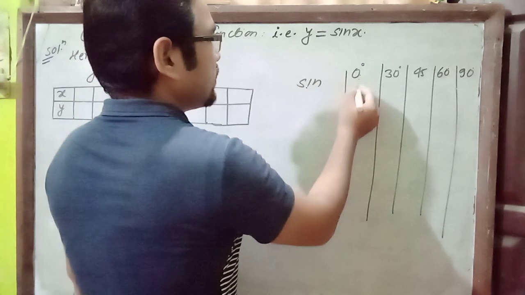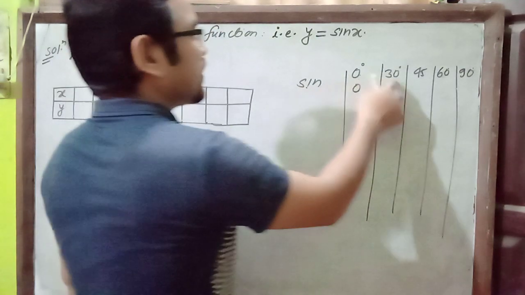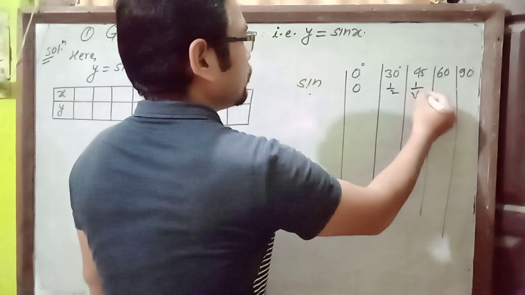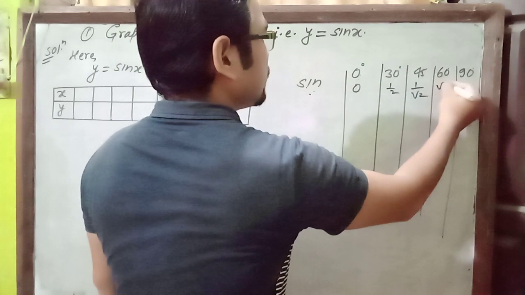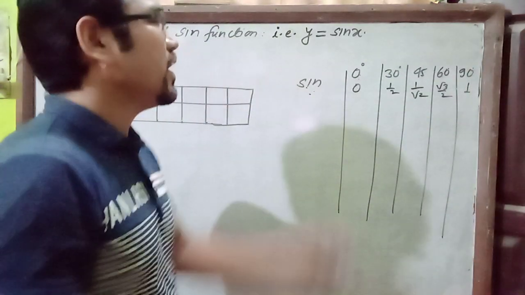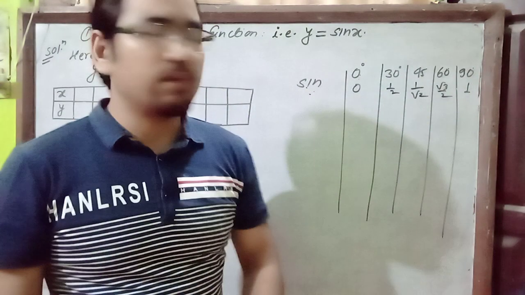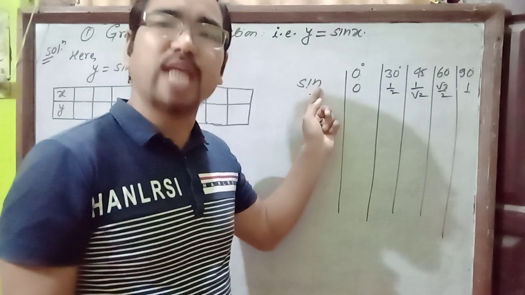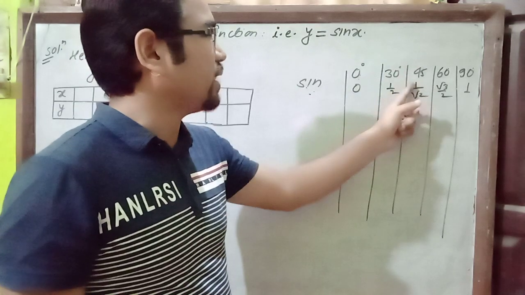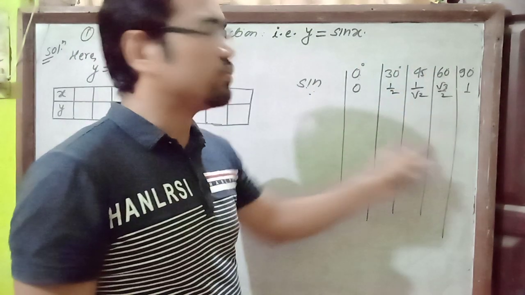The sine 0 value is 0, we know that. Sine 30 value we know is 1 by 2. Sine 45 value is 1 by root 2. Sine 60 value is root 3 by 2. Sine 90 value is 1. So these are the values of standard angles for the trigonometric ratio sine. So sine 0 is 0, sine 30 is 1 by 2, sine 45 is 1 by root 2, sine 60 is root 3 by 2, sine 90 is 1.